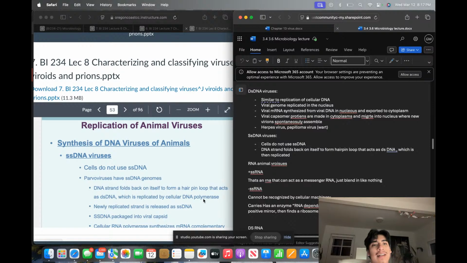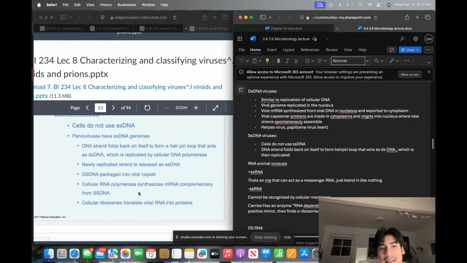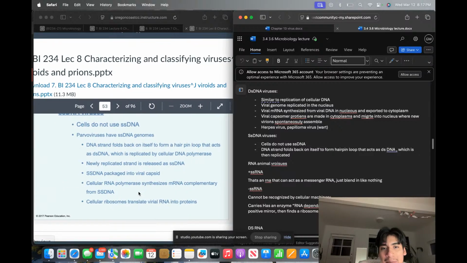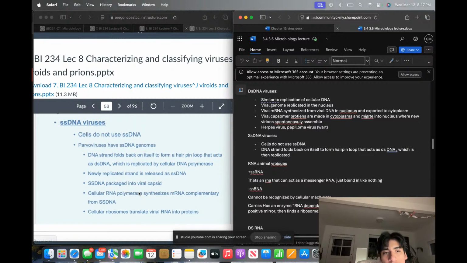All right, so now we're on to the single-stranded DNA virus. Cells do not use single-stranded DNA. It's all double-stranded, so they have to make a workaround. The DNA strand folds back on itself to make a hairpin loop and acts as double-stranded DNA, which is replicated by cellular polymerase, and so more viral DNA is produced. The replicated strand is released as single-stranded DNA and packaged into a viral capsid. Basically, DNA folds back on itself in a hairpin loop and acts as double-stranded DNA, which is then replicated.